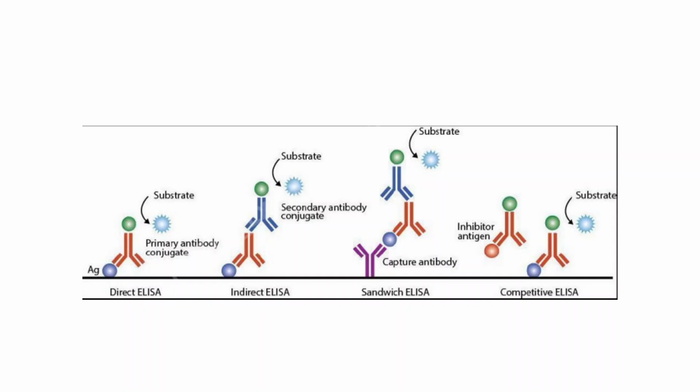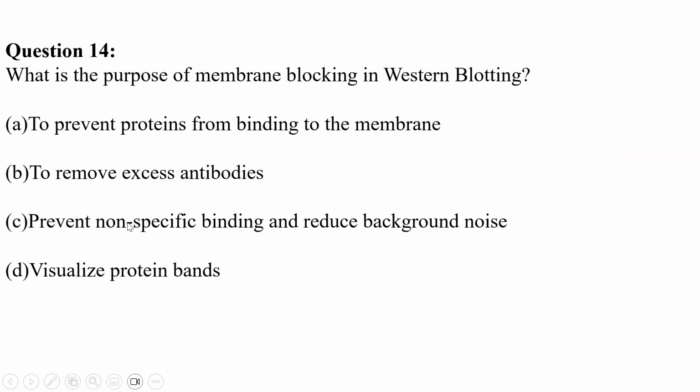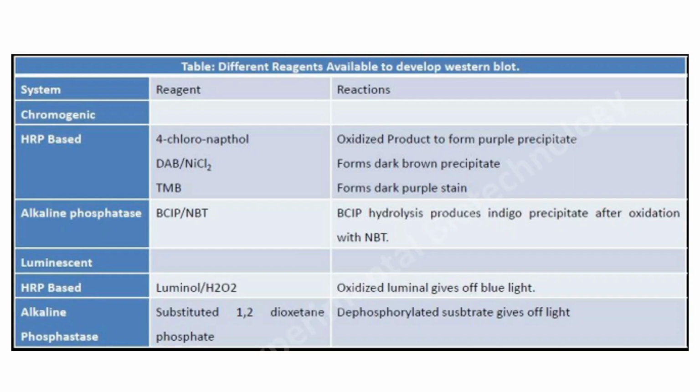Okay, that is the basic principle behind ELISA. The most commonly used enzymes are HRP, horseradish peroxidase, or alkaline phosphatase. For visualizing horseradish peroxidase, you can use all these reagents, which will act as the substrate. If you use 4-chloronaphthol, it will give an oxidized product that forms a purple precipitate.